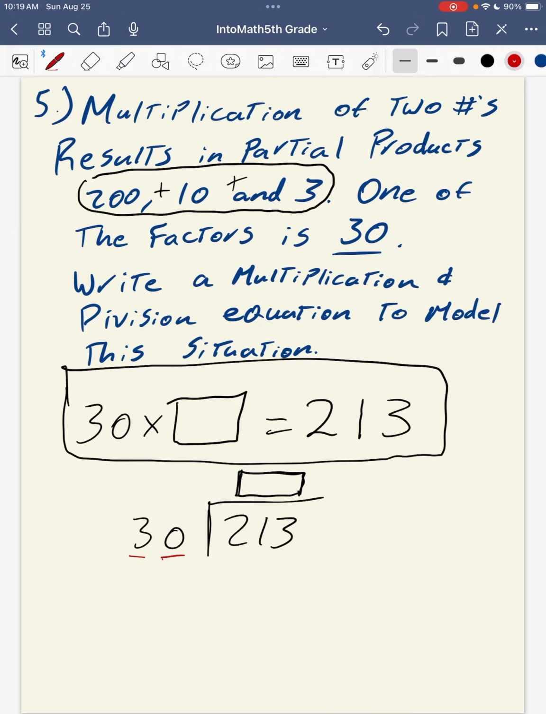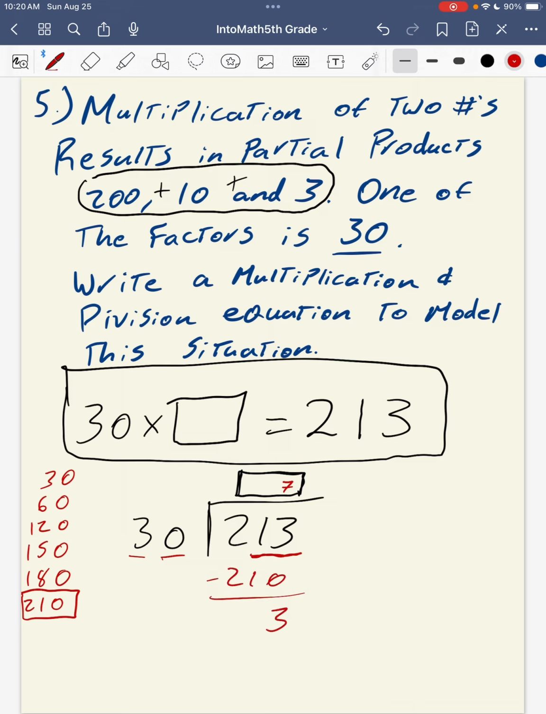Now, for this situation, these aren't going to give us even numbers, because 30 can't evenly go into 213. If I write out our multiples of 30, I can figure out the closest I can get to 213, which would be 210, which is the 7th multiple of 30, but this would leave me with a remainder of 3.